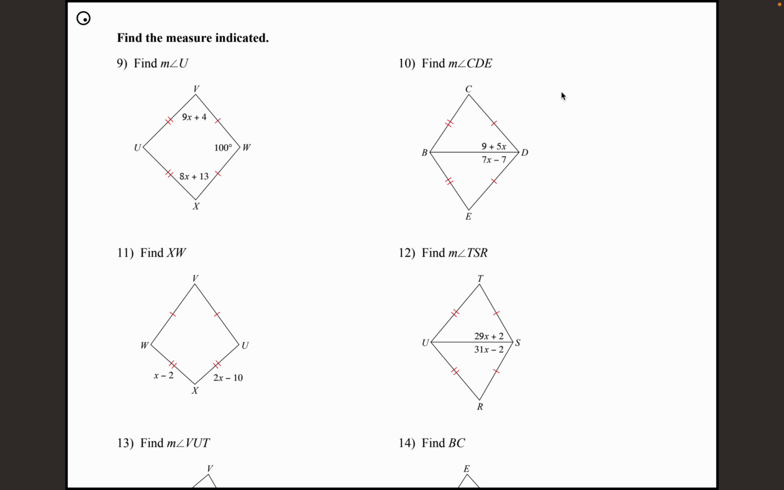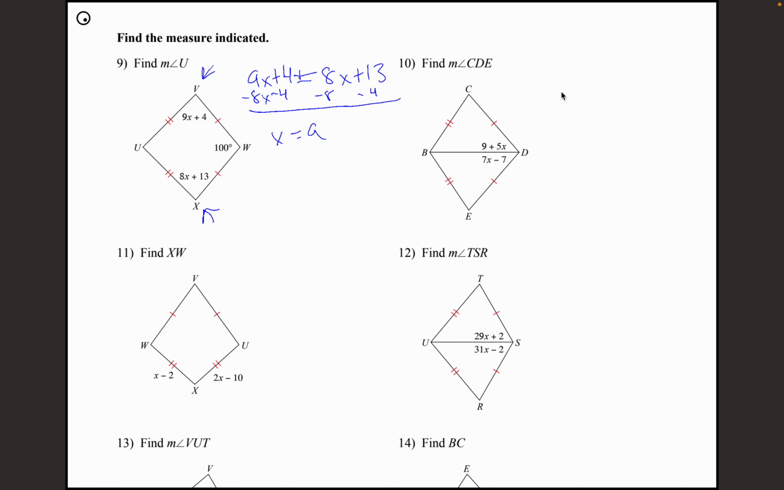Okay. Let's talk about these two. On number 9, what two angles are going to be congruent to each other? Yeah, angle V and angle X. If those equal each other, how do I set this up in order to solve for x? Oops, I don't know why I put plus. That's supposed to be an equal. Equals 8x plus 13. Okay? And then you set it up to solve, so I would subtract my 4 over, subtract my 8 over. Okay? And then I get x equals 9.